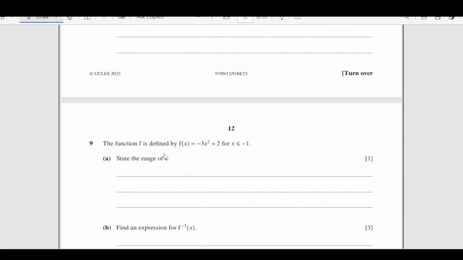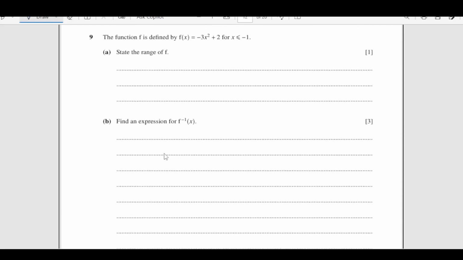Now the next one, we have a question from functions. The function f(x) is defined by f(x) equals negative 3x squared plus 2 for x less than or equal to negative 1. State the range of f(x), right. Range is the y values of the function. So for f(x), we have negative 3x squared plus 2. Let me take the value at negative 1, x less than or equal to negative 1.